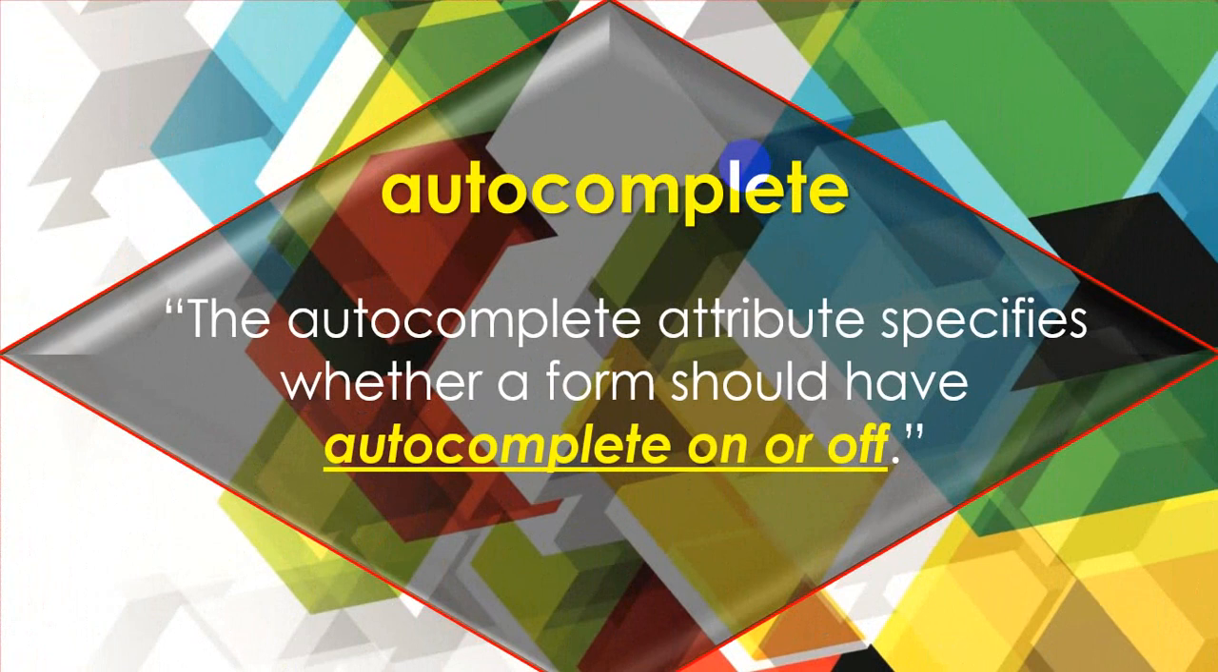Okay, let's see the definition. The autocomplete attribute specifies whether a form should have autocomplete on or off. It means autocomplete is a feature of the input tag. While we are filling a form, when you enter any value, it helps you understand which type of value you have to enter.